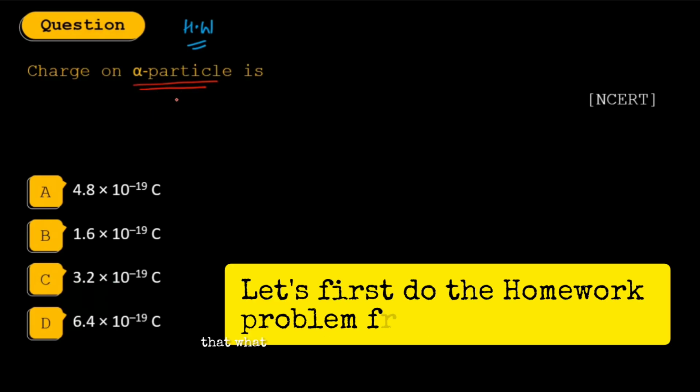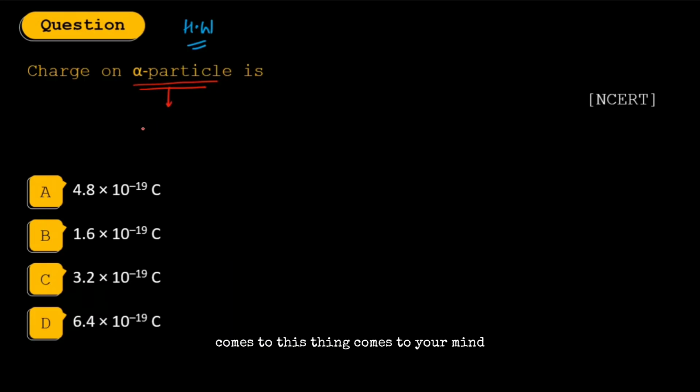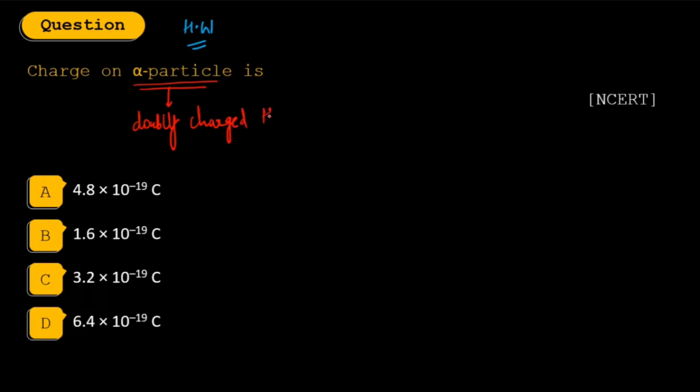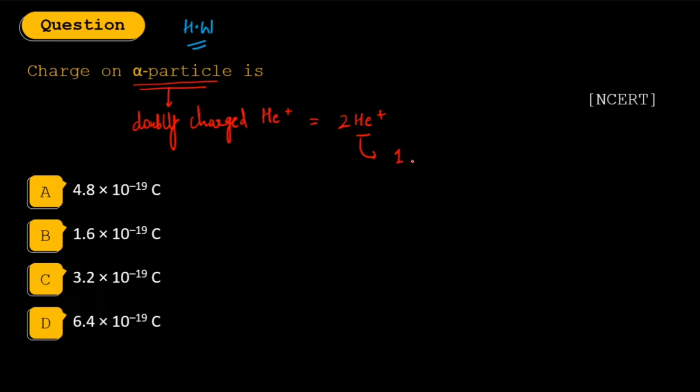We need to understand what an alpha particle is. Whenever we are talking about an alpha particle, this thing should come to your mind: an alpha particle is nothing but what we call a doubly charged helium ion. So doubly charged helium ion means He plus, and when we're talking about double of this helium ion, the helium ion has one proton that is represented by e plus. So doubly means twice the proton.